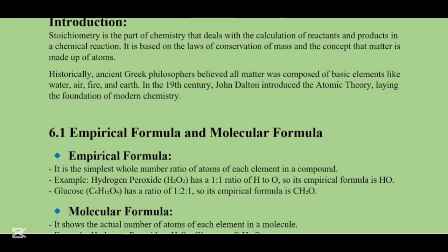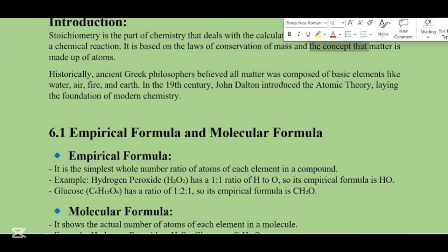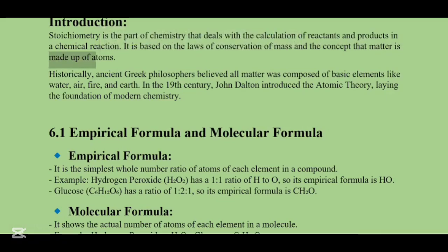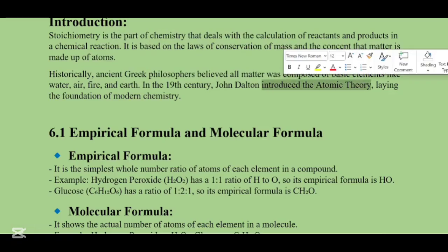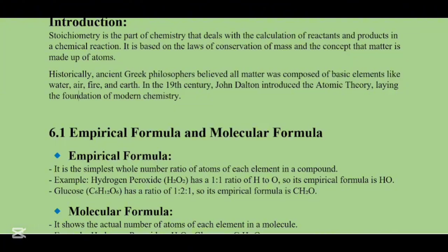So, the introduction to stoichiometry. Stoichiometry is the part of chemistry that deals with the calculation of reactants and products in a chemical reaction. It is based on the laws of conservation of mass and the concept that matter is made up of atoms. Historically, the ancient Greek philosophers believed that all matter was composed of basic elements like water, air, fire, and earth. But in the 19th century, John Dalton introduced the atomic theory, laying the foundation of modern chemistry.